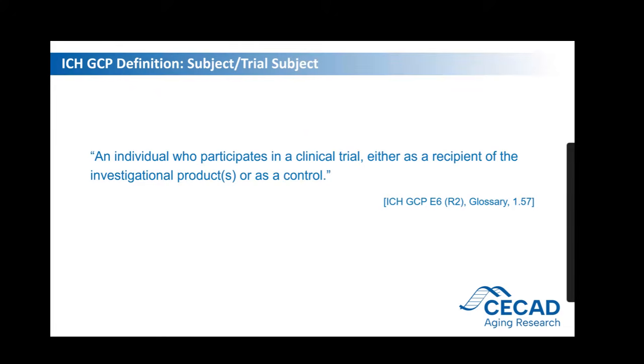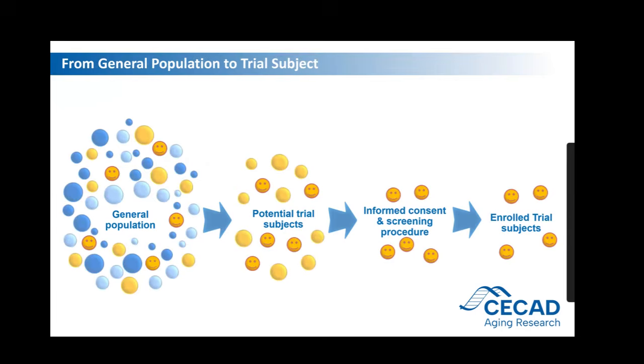As per the ICH-GCP definition, a trial subject is an individual who participates in a clinical trial, either as a recipient of the investigational product or as a control. So basically, whomever you include in your trial is a trial subject. But how can you actually get them? How can you get from the general population to the actual enrolled trial subject? So in the following slides, we will go through the different stages.